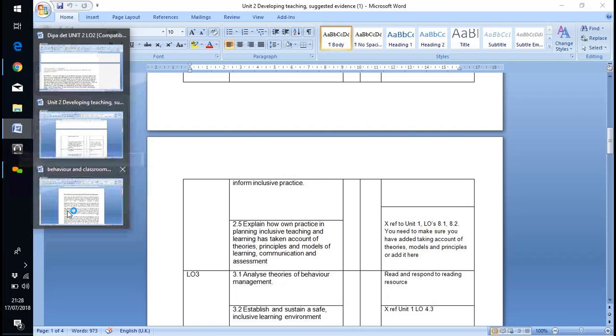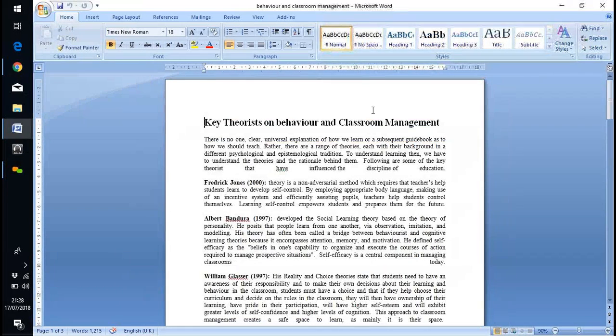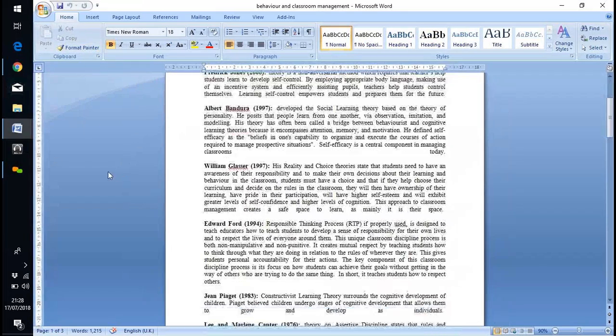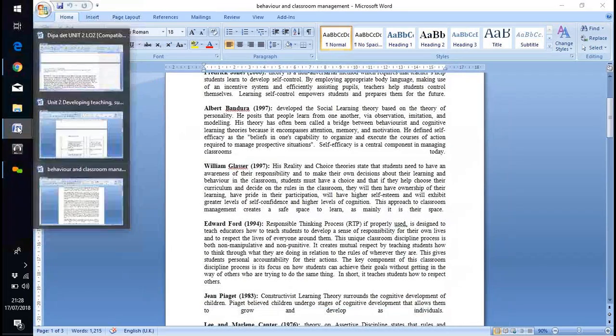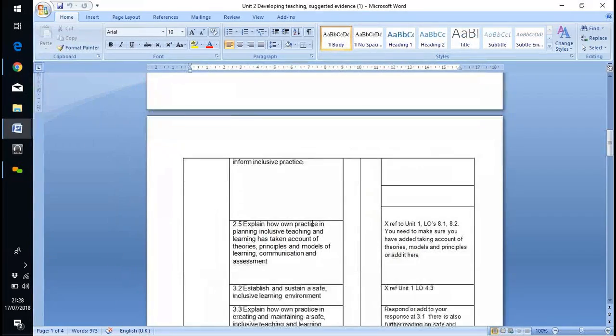So then I've done that. So hopefully I can complete this by tomorrow and move on to LO4. Yeah. And add on the extra bit that you told me to add for 2.4.